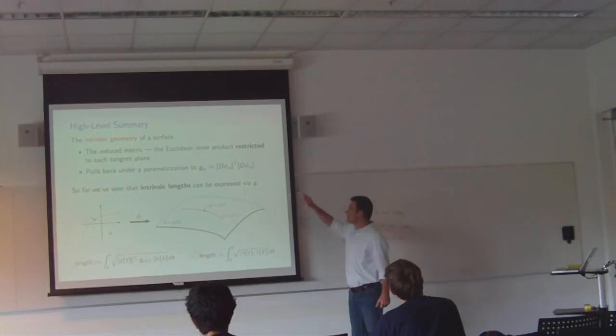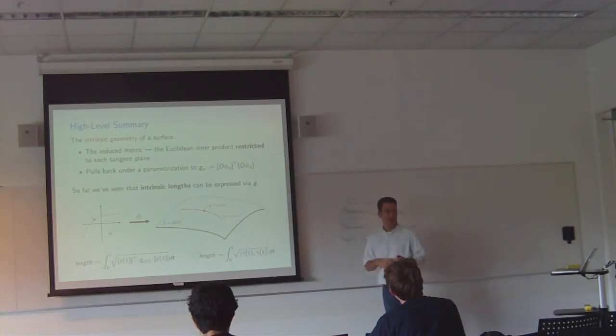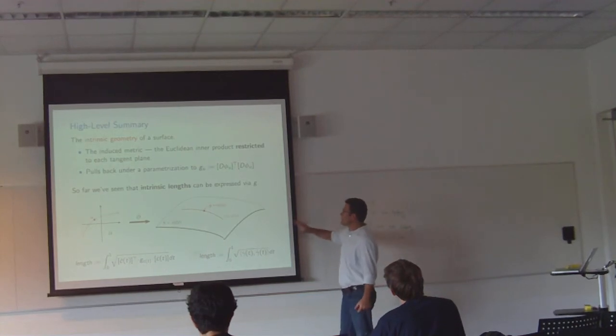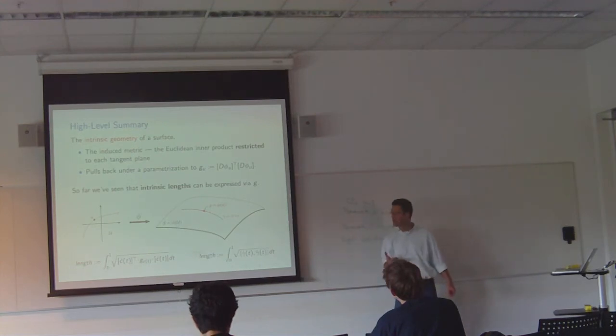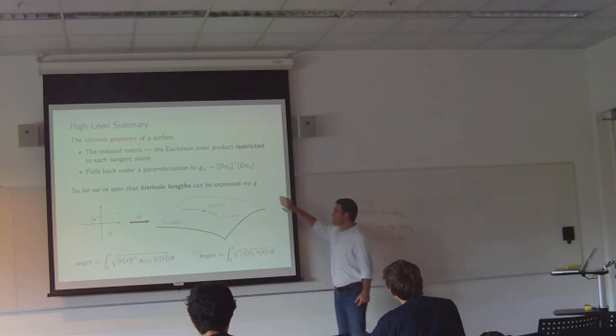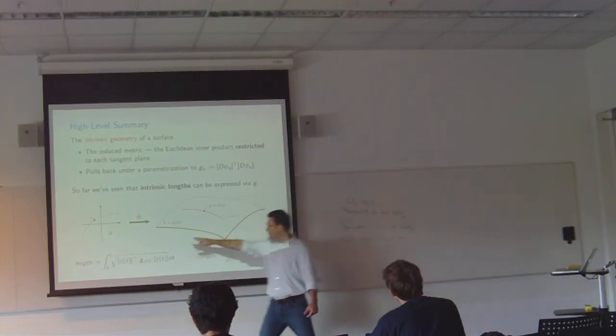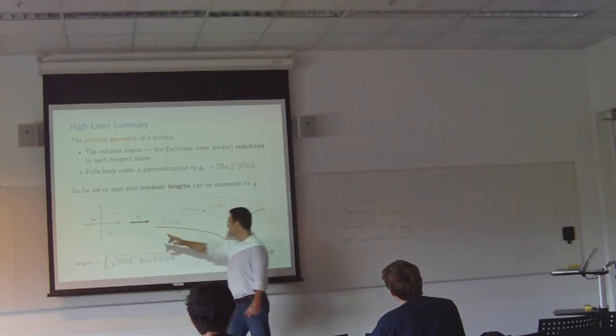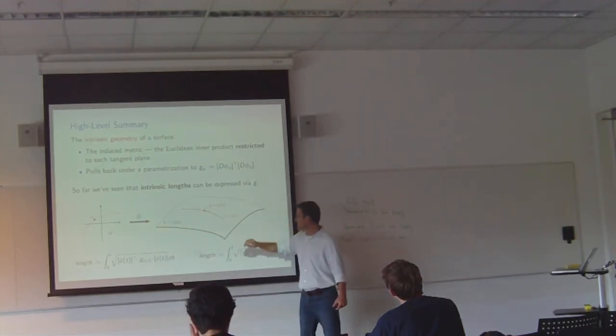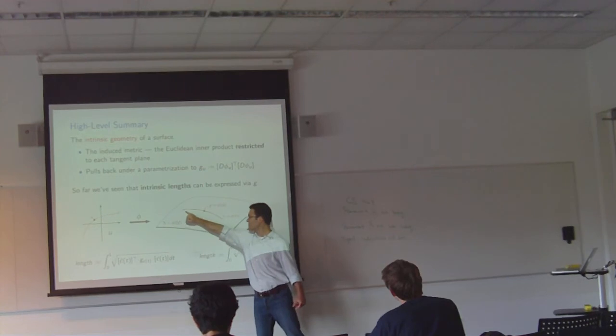And now, as I said, I haven't justified why this thing should have a special name, the intrinsic geometry and all that. All we've done so far is we've seen that intrinsic lengths, in other words, the lengths of shortest paths on the surface, the geodesics of the surface, can be expressed in terms of this induced metric. So my picture here shows that. Here I've got my parameter plane and a parameterization mapping into some surface. Here's a curve along the surface.